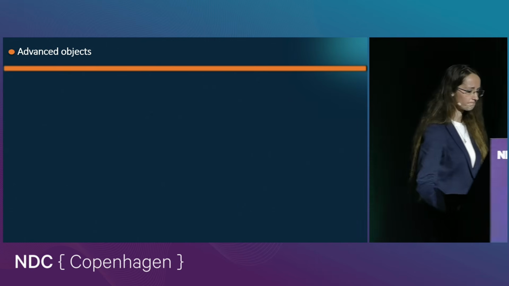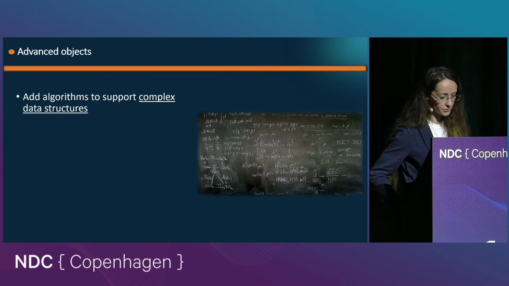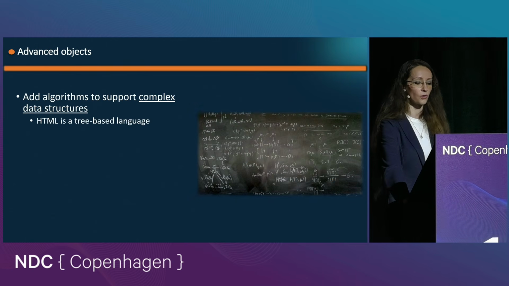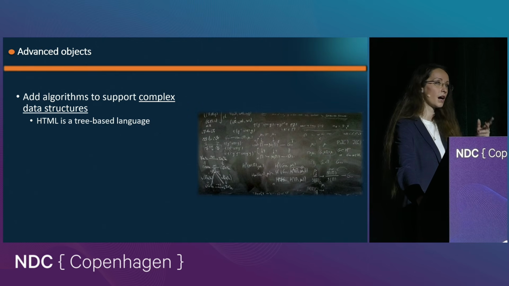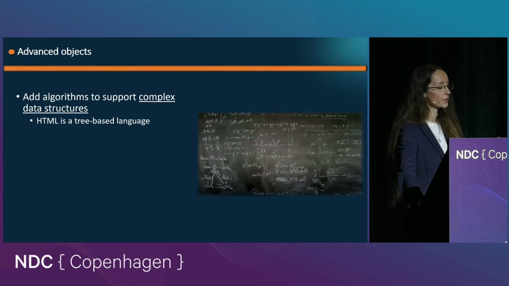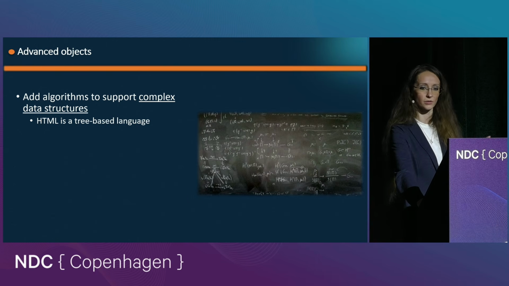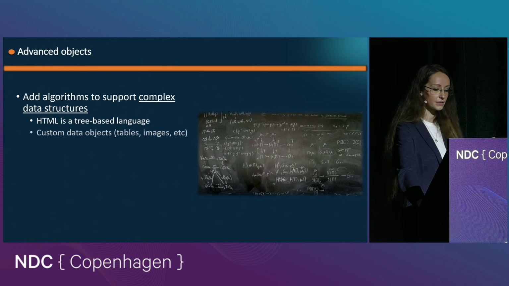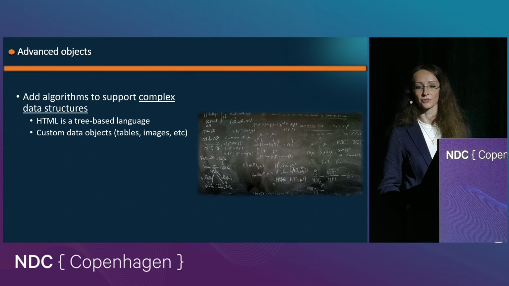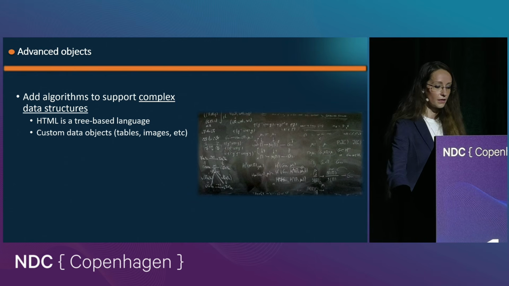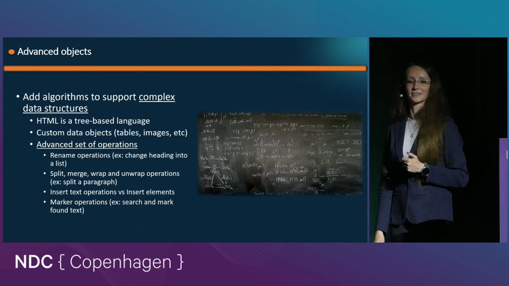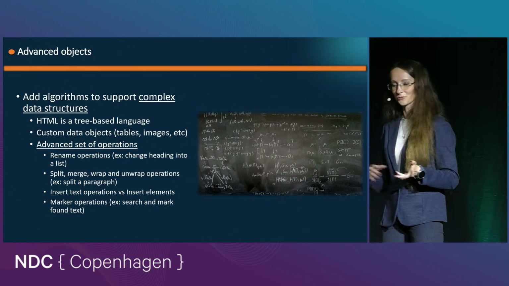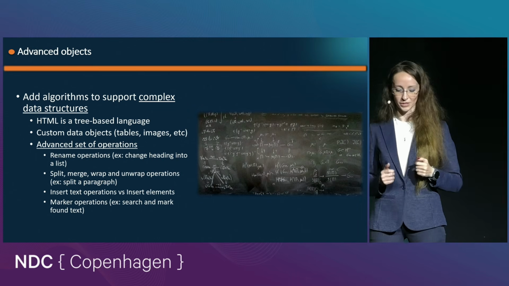And there are even more types of advanced objects. And all of them were possible because we relied, after we have introduced the concept of complex data structures, as we call them, on the fact that HTML is a tree-based language, so it helped us a lot with the tree, with the DOM parsing and so on. And this helped us with the tables and images, but also with other sets of operation, because we didn't just want to have lists, headings, and so on.